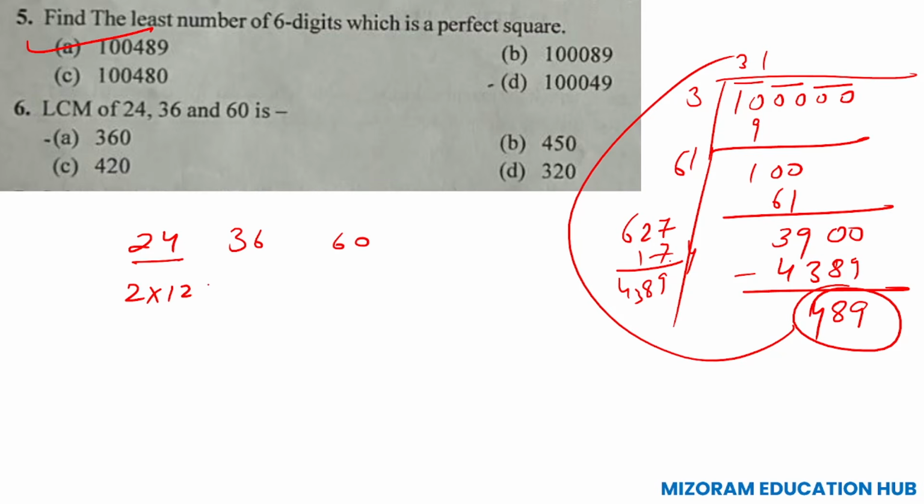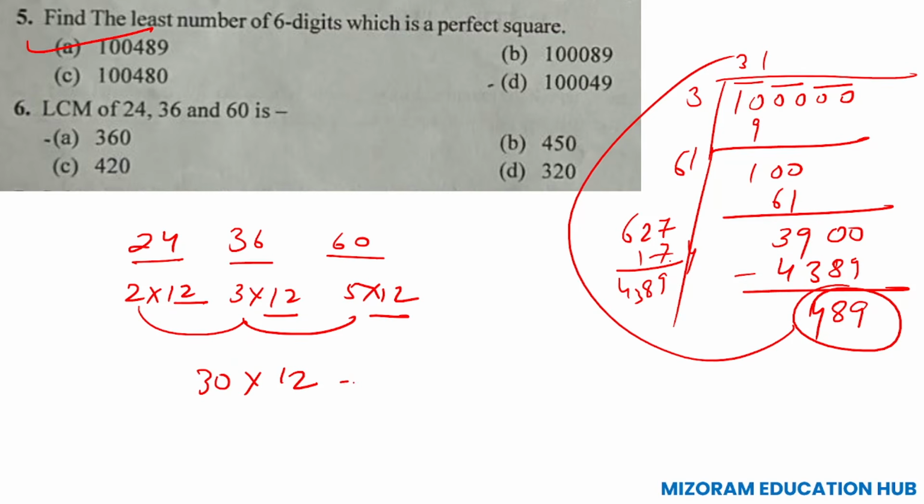LCM of 24, 36 and 60. 24 is 2 into 12, 36 is 3 into 12, and 60 is 5 into 12. So 12 is common, taking the common factor out. 2 threes are 6, and 6 fives are 30. So 12 times 30 is 360. Option A is correct answer.